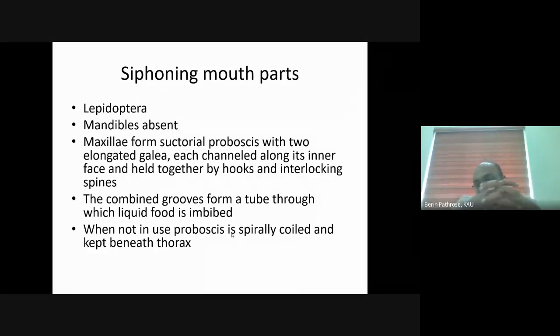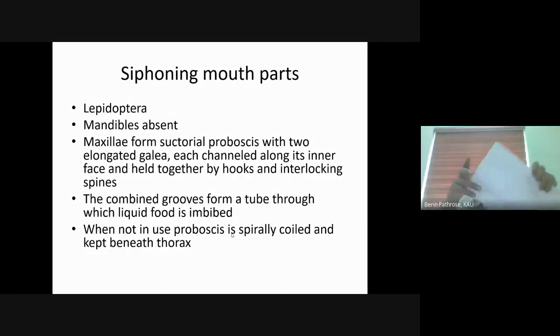I think you have seen yesterday's class. Maxillae contain an outer galea and an inner lacinia. A maxilla consists of a basal cardo and a distal stipes. At the tip of the stipes, we have two lobes: one is the outer galea and the other the inner lacinia. Here in lepidopterans, in butterflies and moths, this galea is elongated into a sucking proboscis.